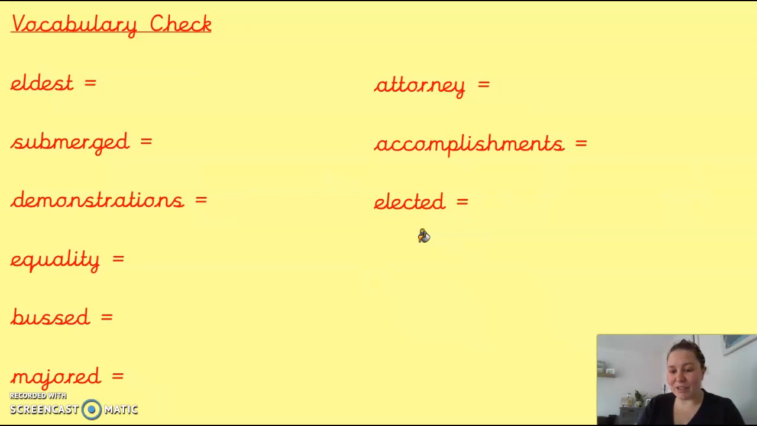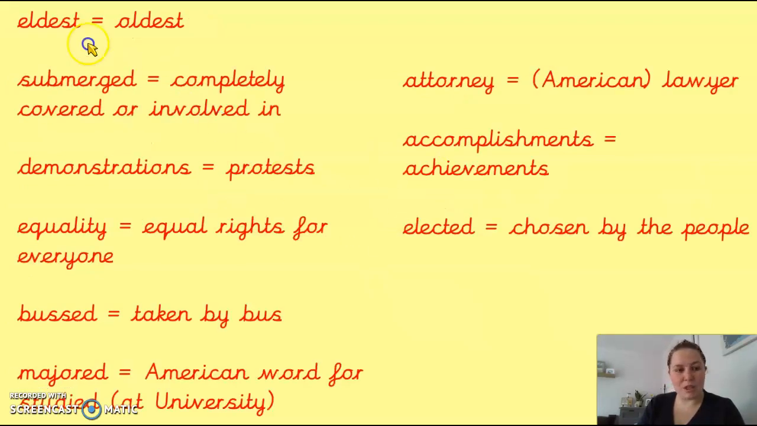Okay, let's have a look at the definitions of them then. So we've got eldest, meaning the oldest. So it says she's the eldest of 2 children. She's the oldest. She's got a younger sister. Submerged, completely covered or involved in. And when I read the text yesterday, I said that submerged is often about water. You're often submerged in water, absolutely covered in it. This talks about them being submerged in the civil rights movement. So they were completely involved in it.